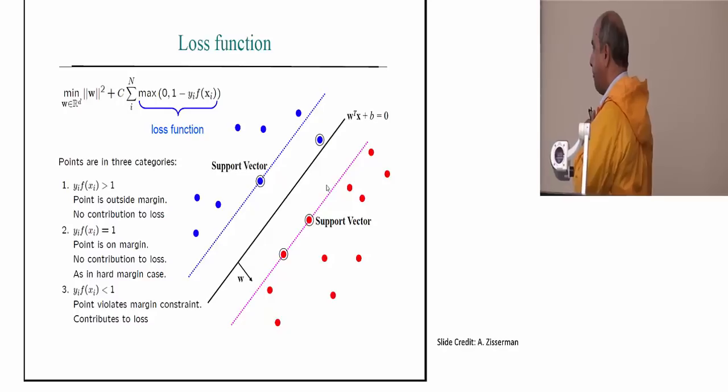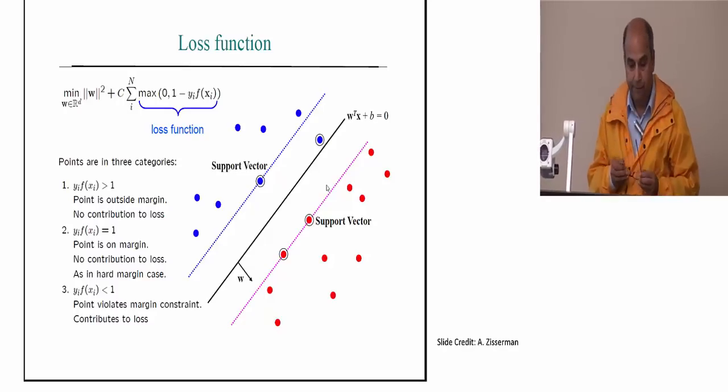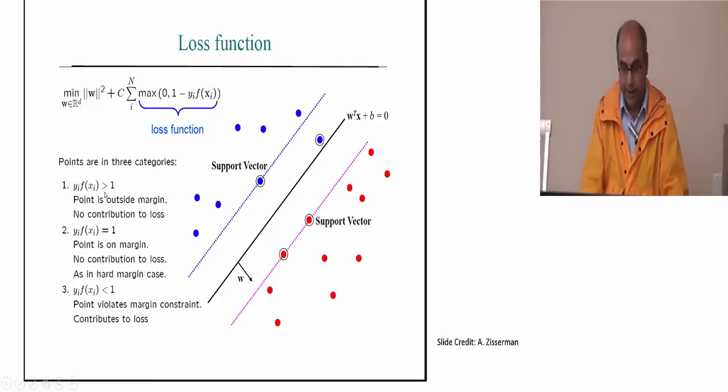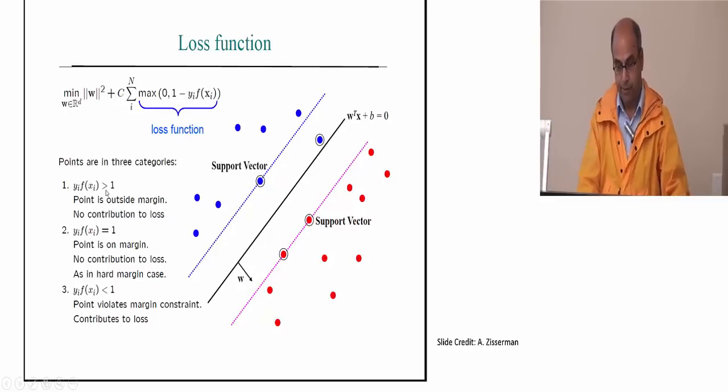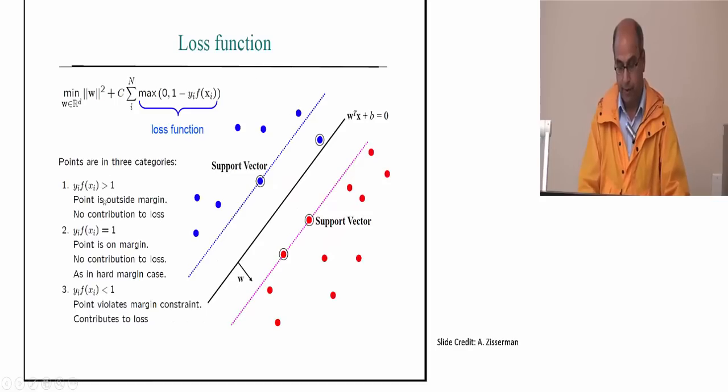And so now if yi f(xi) is greater than 1, then this will be outside the margin. So whether it's positive or negative, it will be outside. It's greater than 1, so it will not contribute to this loss function. Okay? So when it's greater than 1, this will become negative, then we'll always pick the 0.